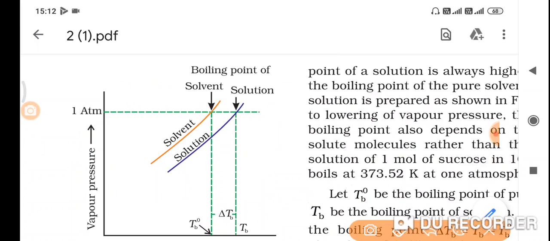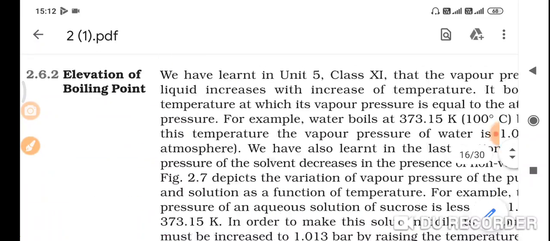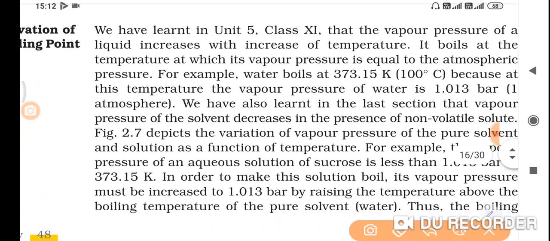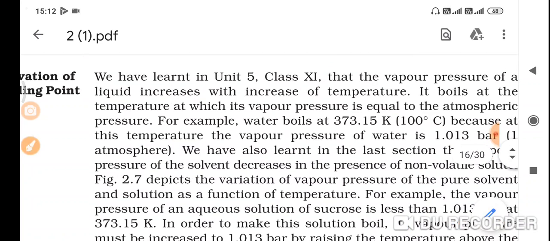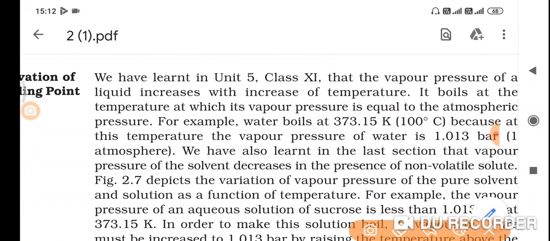Here we have taken 1 atm. Why have we taken 1 atm? Because the present atmospheric pressure in the room is 1 atm, or 1.013 bar.